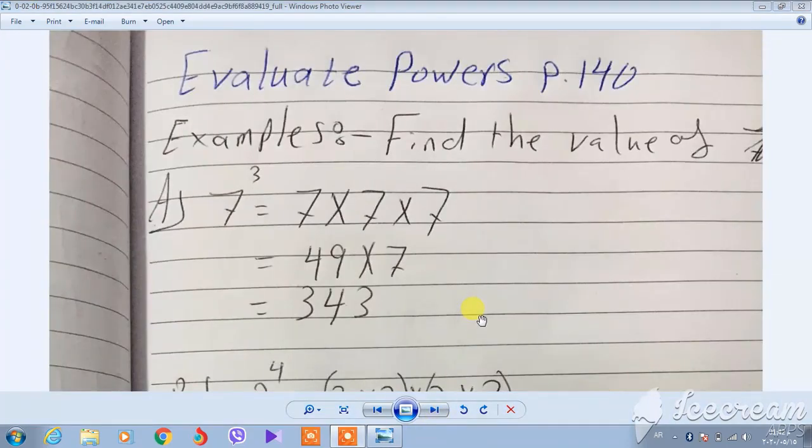And now we review evaluating power, the same, but changing 10 to any number in the base, student. For example, find the value of the 3rd power of 7. Because we have the 3rd power, it means repeated 3 times. 7 times 7 times 7, repeated 3 times. And 7 times 7 equals 49. We start multiplying from the left, student, because 7 times 7 equals 49. 49 times 7 equals 343.